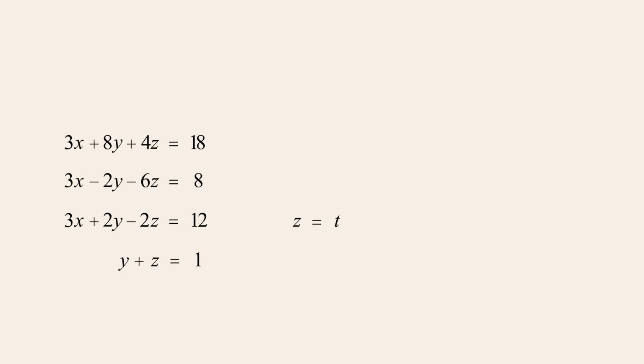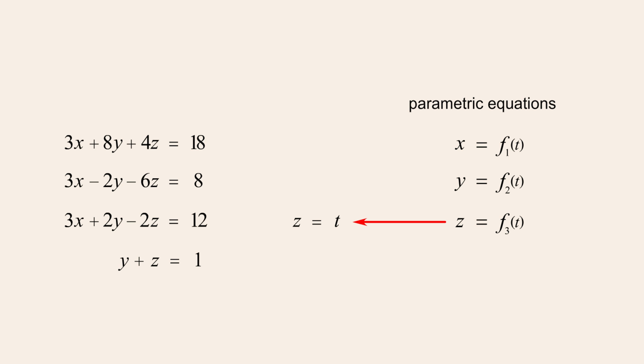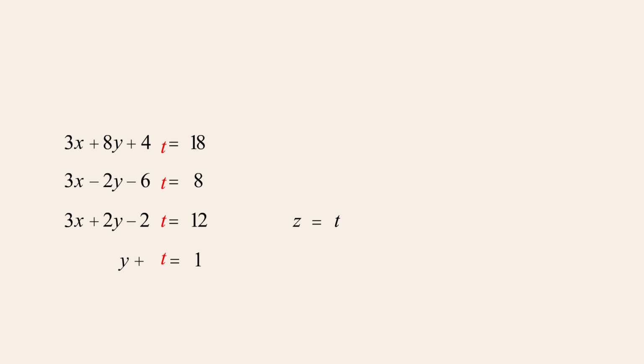Remember that we need one parametric equation for each variable, x, y, and z, and each equation equates that variable to a function of t. Our first parametric equation, z equals t, equates z to a function of t, albeit a simple function. Since z is equal to t, we can substitute t for z in the other equations. Now we need parametric equations for x and y. Since the equation y plus t equals 1 contains only the variables y and t, we can use it to express y as a function of t.